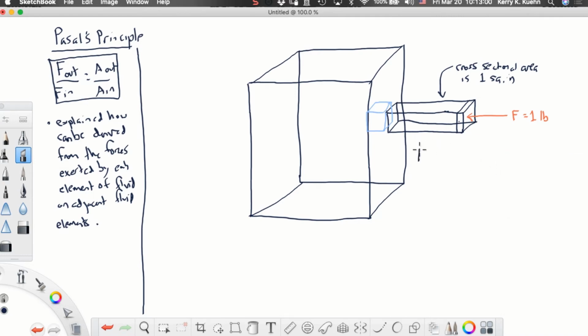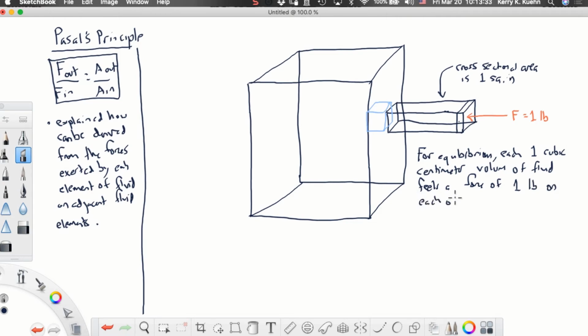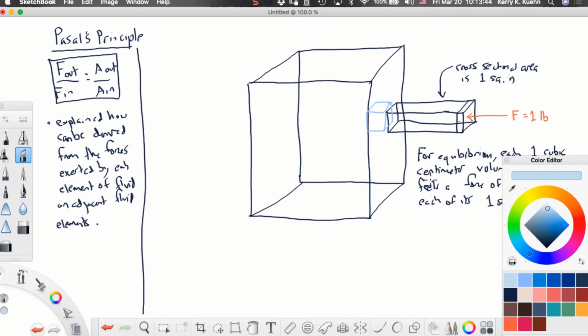Of course, this entire region is filled with fluid, but I want you to think about what's happening on each piece of fluid. So for equilibrium, that is, if none of the fluid in this chamber is moving, each 1 cubic centimeter volume of fluid feels a force of 1 pound on each of its 1 square inch sides. So this little cube of fluid right here, it has a 1 pound force on its left side, its right side, its top, its bottom, and so on, and that is how it's sitting in equilibrium, right?